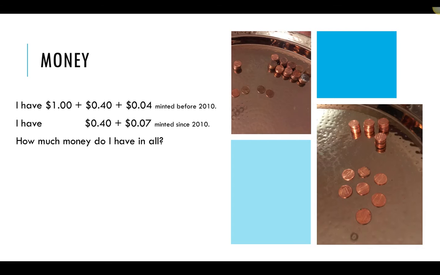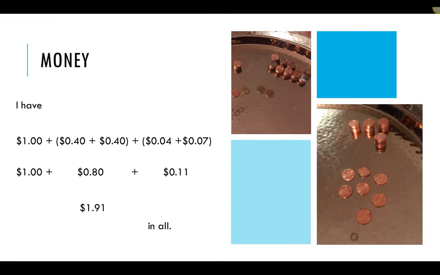And then let's see, I have 4/10 and 7/100 of a dollar in pennies. How much do I have in all? Well, let's see, I'll add the dollars, I'll add the tenths of a dollar, and then I'll add the hundredths of a dollar. So I have only $1. 4/10 and 4/10 is 8/10, and 4/100 and 7/100 is 11/100. Do you see my 11/100? Do you see my 1/100th in the hundredths place?